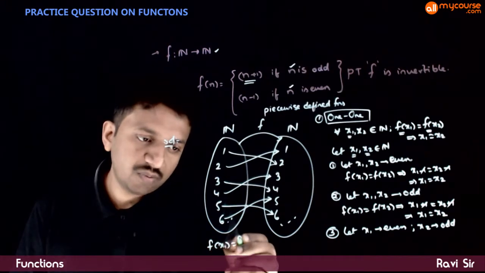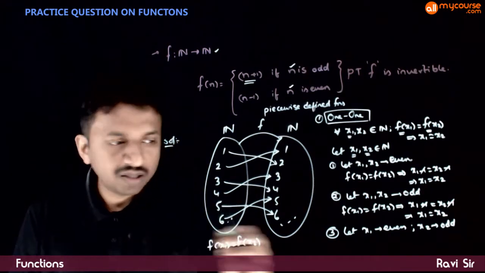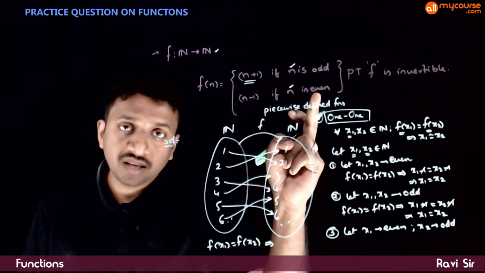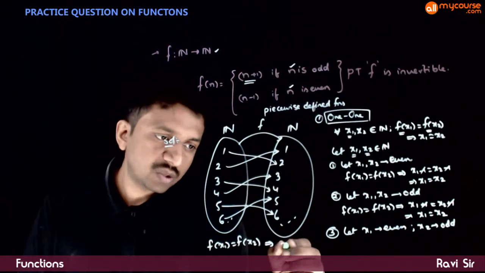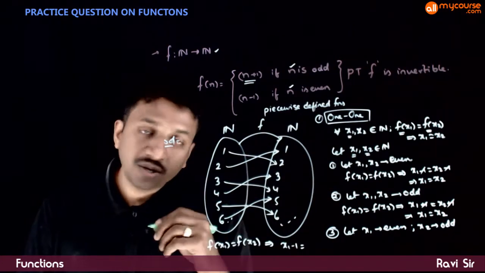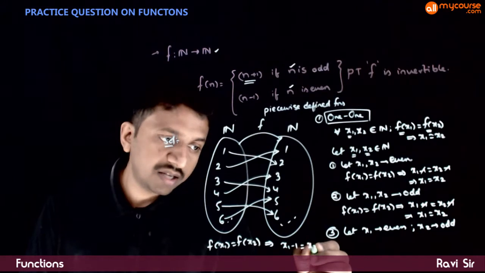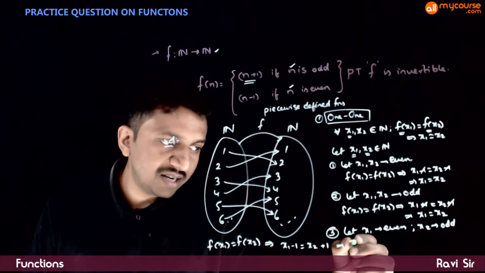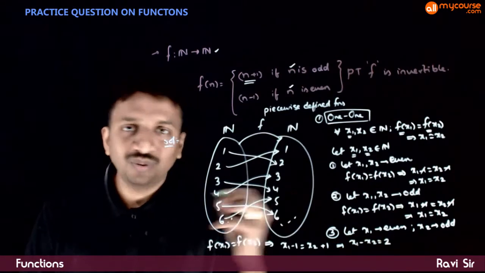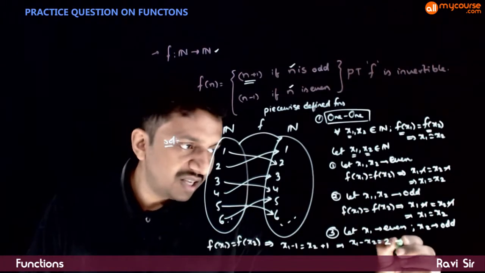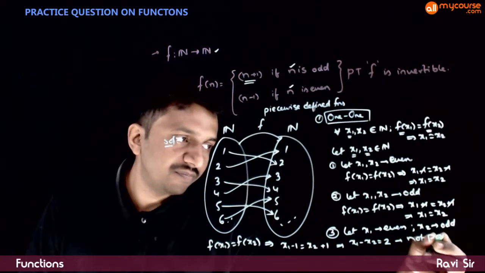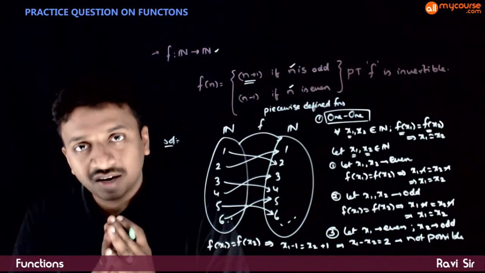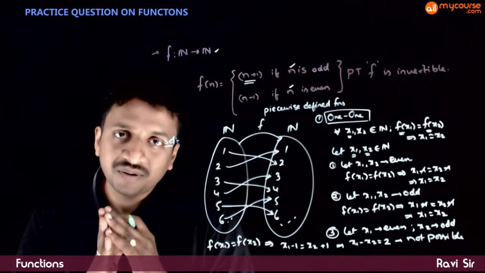So f of x1 is equal to f of x2. So this implies, what is f of x1? Because x1 is even, x1 minus 1 is equal to x2 is odd, x2 plus 1. So you can see that x1 minus x2 is equal to 2, which is not possible, because the difference between an even number and an odd number will never be an even number.